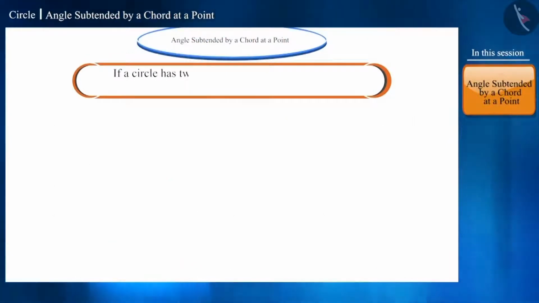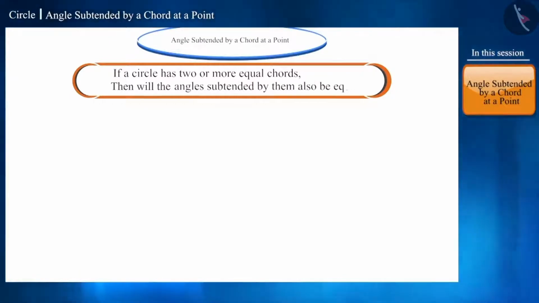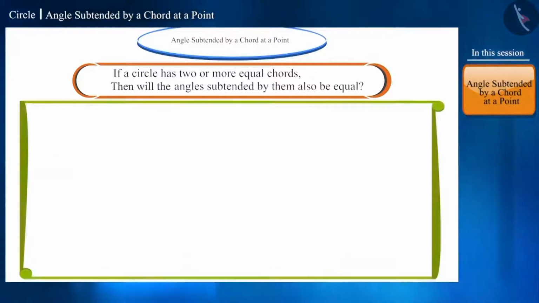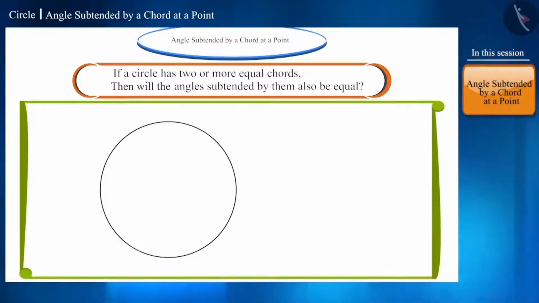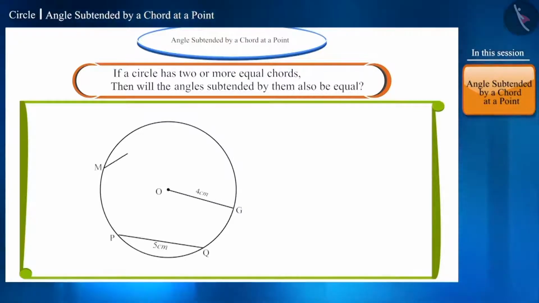If a circle has two or more equal chords, then will the angle subtended by them at the center also be equal? Let's find out. Draw a circle whose center is O and the radius is 4 cm. Now make three chords PQ, MN and GE which measure 5 cm. And join these points with the center O in this way.